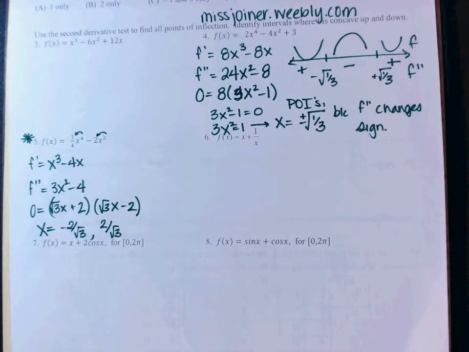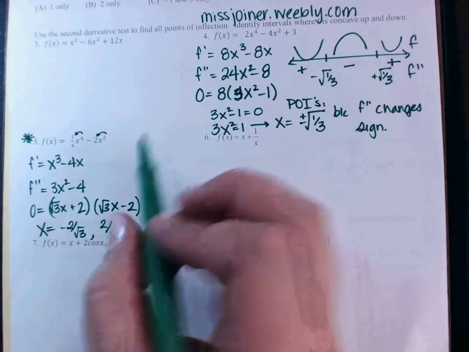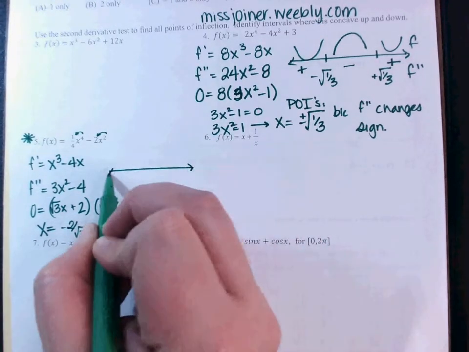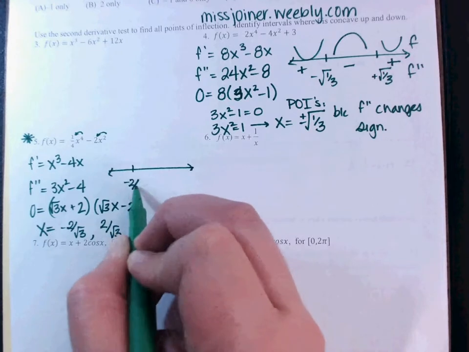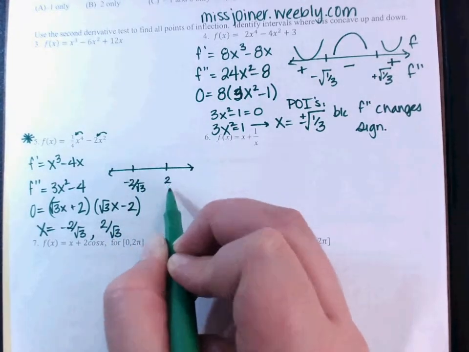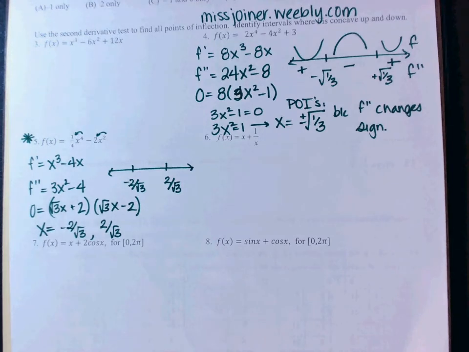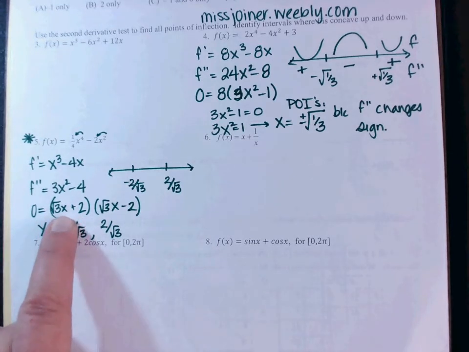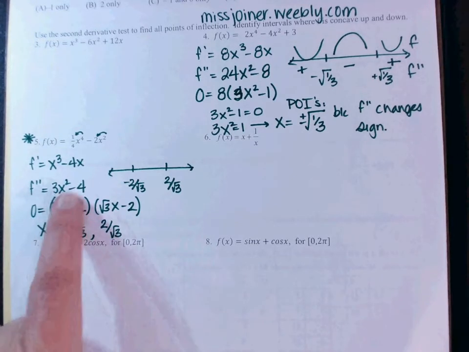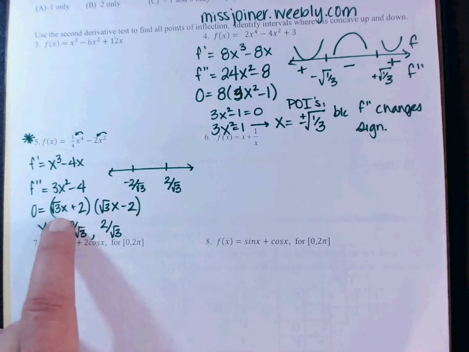Now remember, there's only really a point of inflection there if there's a sign change. That's where you do your interval chart. So, negative 2 over root 3, positive 2 over root 3. Since I want to pick a number that's for sure bigger than that, I'm just going to pick 10, because 10's easy. You can plug in here, or you can plug in here. Doesn't matter. I'm going to plug in up here because I don't like all these square roots.